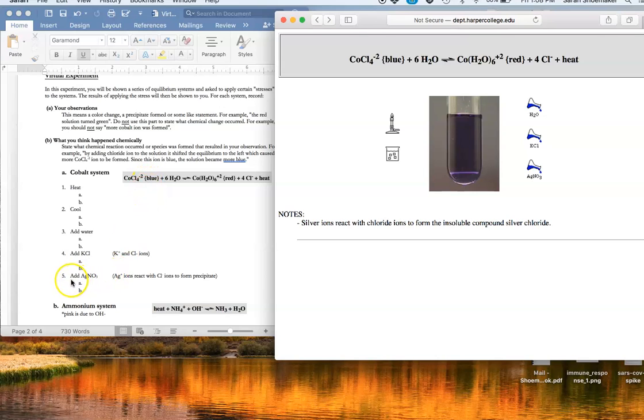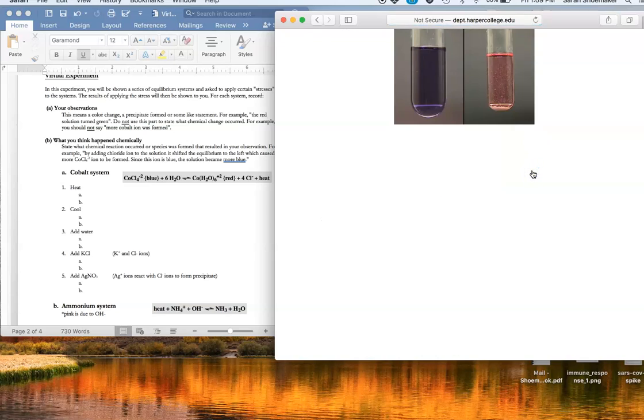And then let's just do a prediction before we do the silver nitrate. So silver nitrate reacts with chloride ions to form a precipitate. So what that means is it's going to pull these chloride ions out of solution. It's going to remove them by forming a precipitate. So there will be less of these chloride ions in solution. So if we're removing a product, we expect it to shift to the right and turn red. So let's see if that happens, and it does.